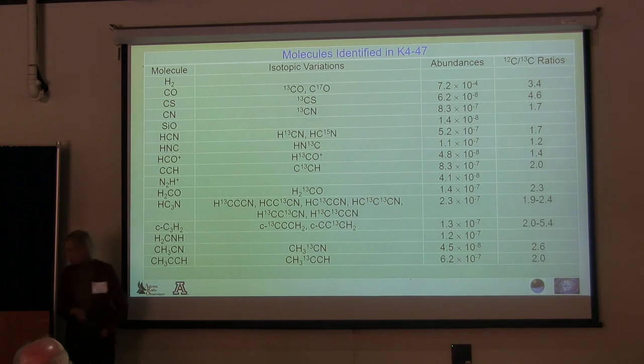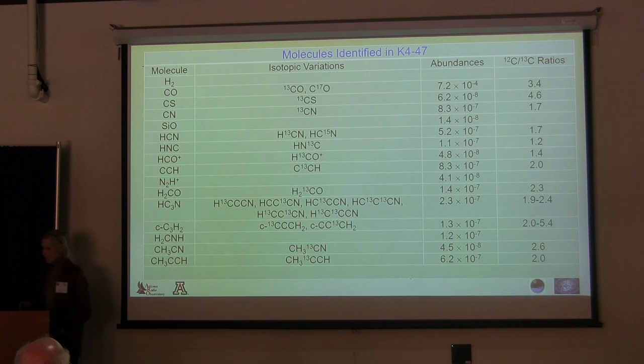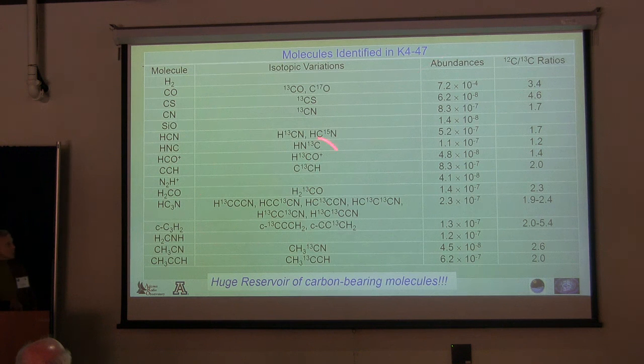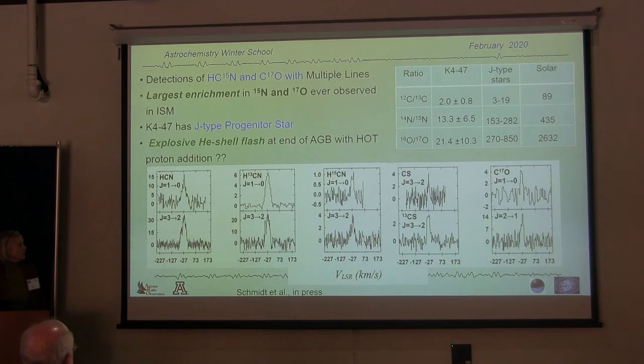And obviously this source is extremely carbon-rich and almost looks like the molecules seen in TMC-1, the Taurus Molecular Cloud, which is known to be very carbon-rich. So it's a huge reservoir of carbon-bearing species, and so we can only conclude that the progenitor, an AGB star, was one of these carbon stars, and the carbon enrichment simply survived.